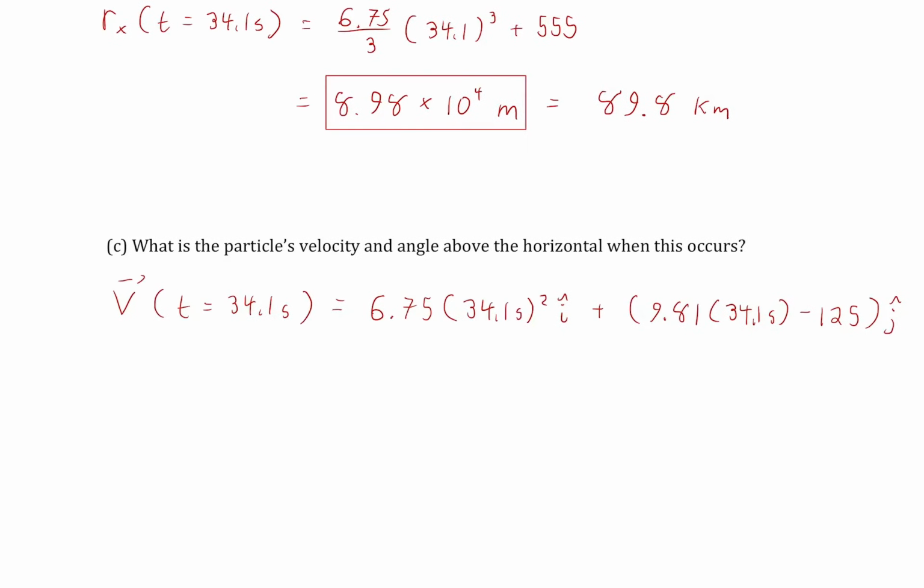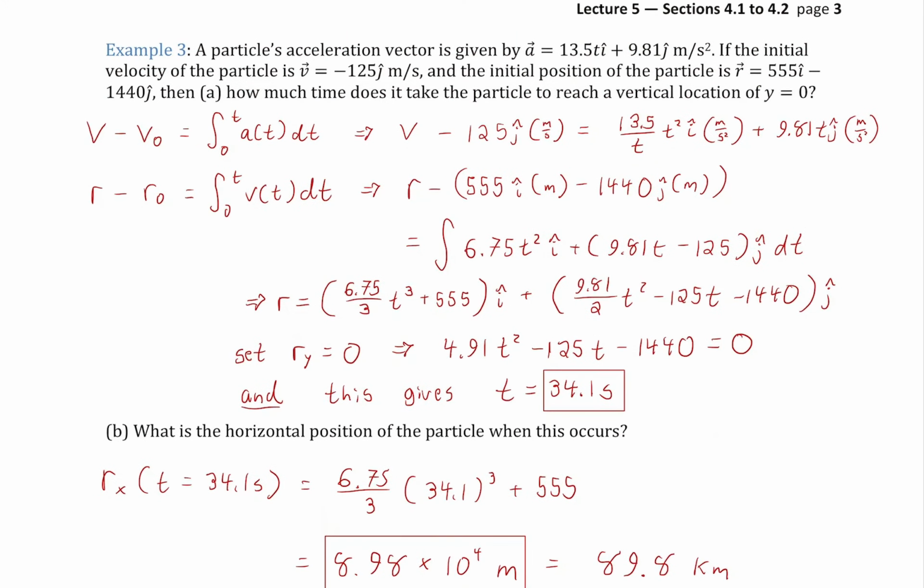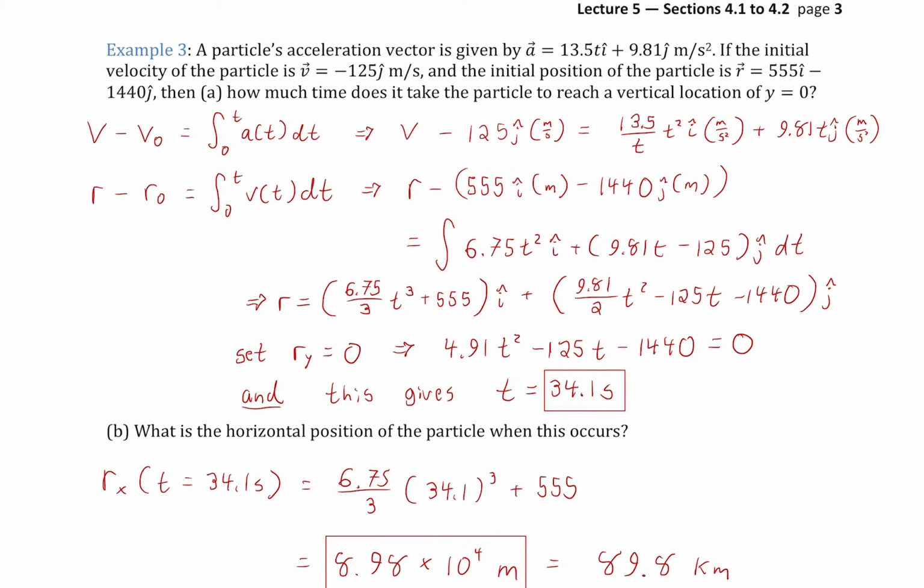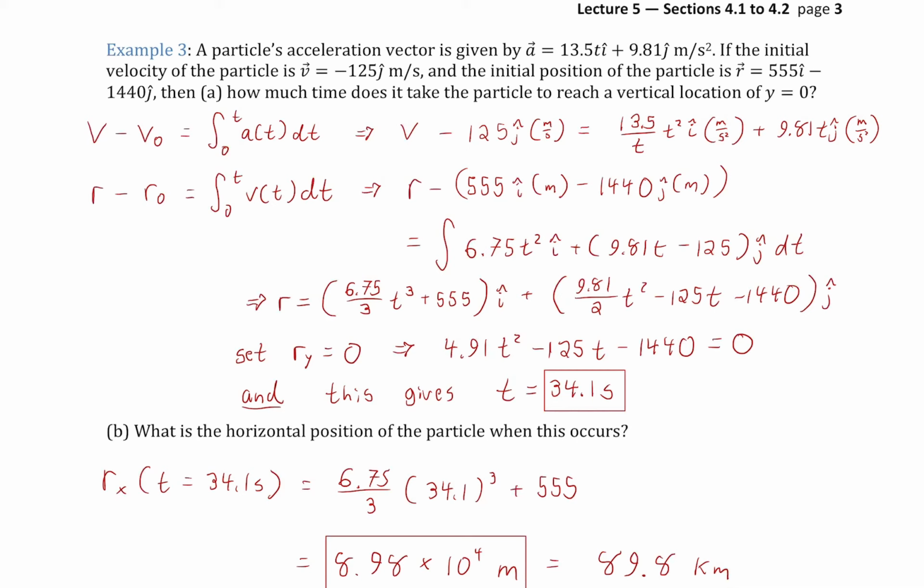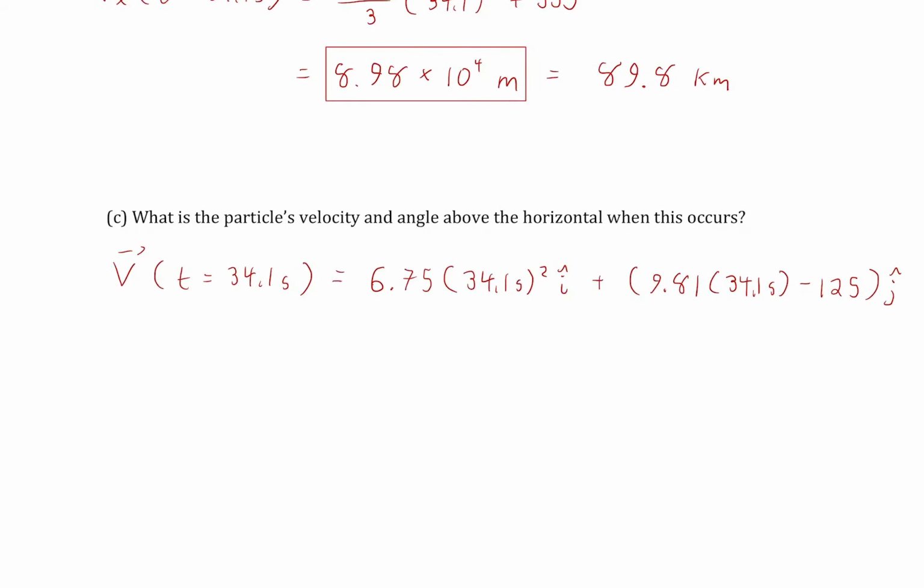What is the particle's velocity and angle above the horizontal when this occurs? All right, so now we're going to use the velocity function, which before was just an intermediate step to go from acceleration to position, because initially we only really cared about this position function here. But now we're going to take a look back and actually use our velocity function. Okay, but again, remembering this is a 2, not a t. Okay, and I've cleaned it up a little bit. I've rewrote it as 6.75.